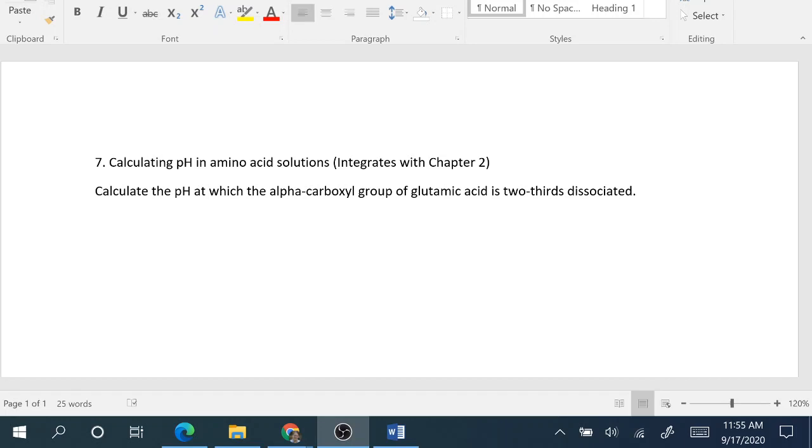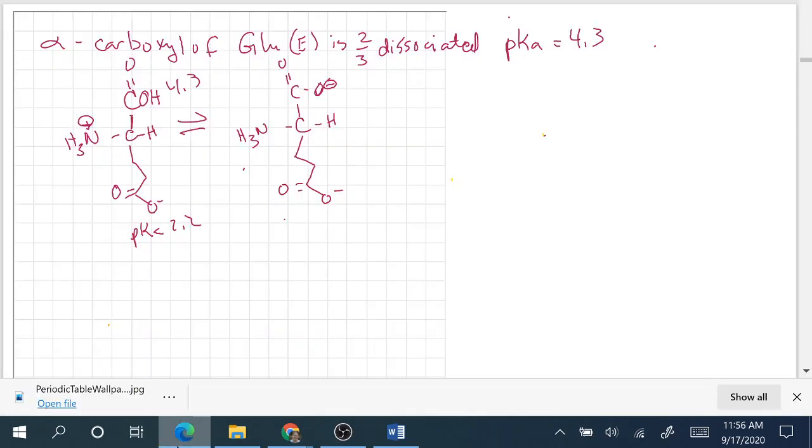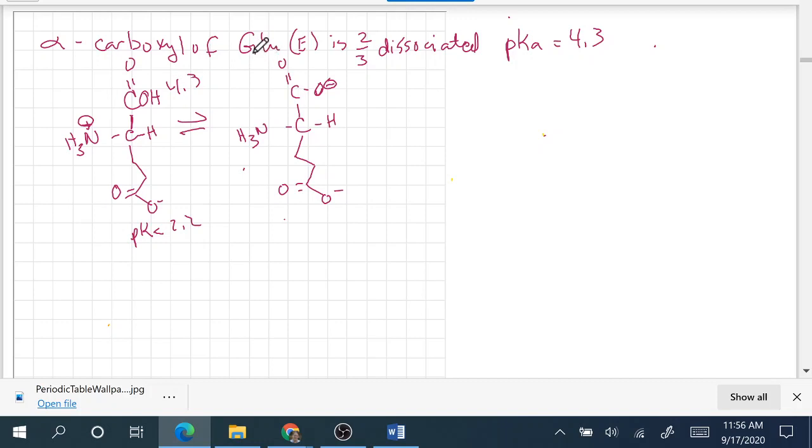For this next video, we'll work problem 7 from chapter 4 in Garrett Biochemistry. The question is, calculate the pH at which the alpha carbon group of glutamic acid is 2/3 dissociated. Okay, so our alpha carbon of glutamic acid, which is abbreviated GLU or E, where we need the pH where it is 2/3 dissociated. And our pKa, which you can look up, of this alpha carboxyl is 4.3.